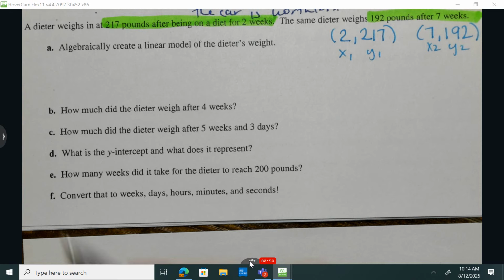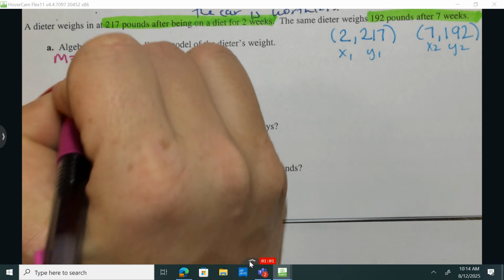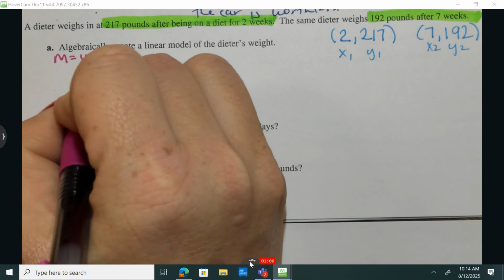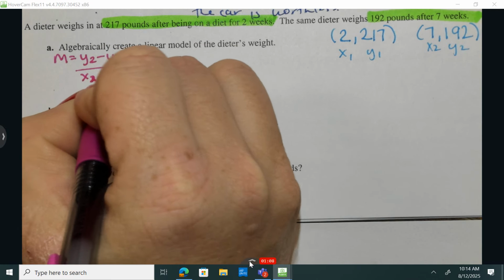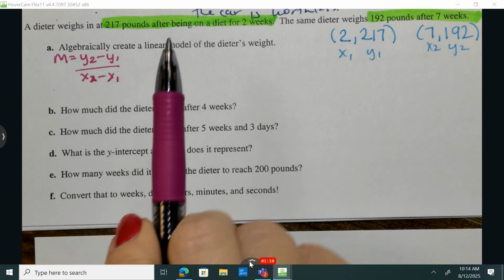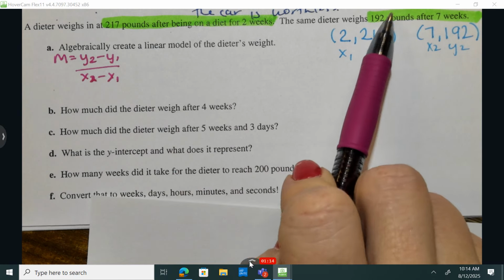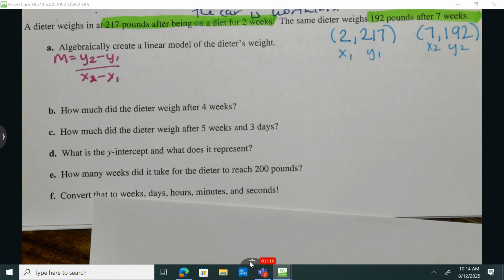So how do I start with this? We're using that basic equation, y equals. So I'm finding the slope between the two points. By the way, let's just do some prediction. We can see over time from 2 weeks to 7 weeks, they're on a diet, and their weight is going down. That would result in a negative slope if their weight is going down.